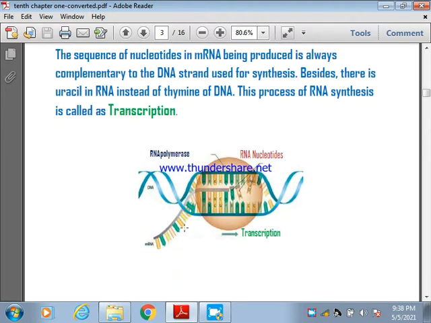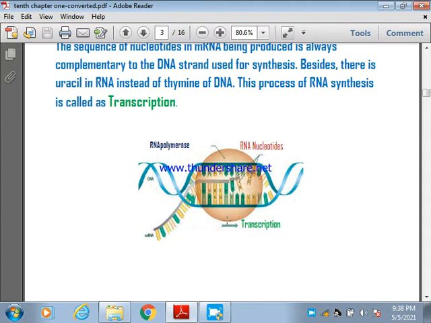See here, this is the transcription process. In this process, RNA polymerase joins RNA nucleotides. Means transcription is the reaction between RNA polymerase and RNA nucleotides.